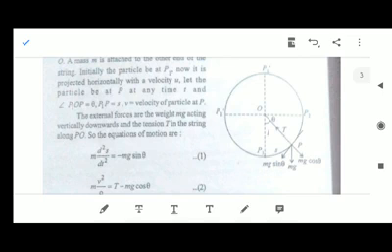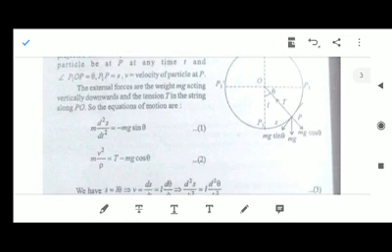Now the external forces are the weight mg acting vertically downward and the tension T in the string acting along the string, along the direction PO. So the equation of motion along the tangential direction will be m d2s by dt square equal to minus mg sin theta. So this angle is theta.